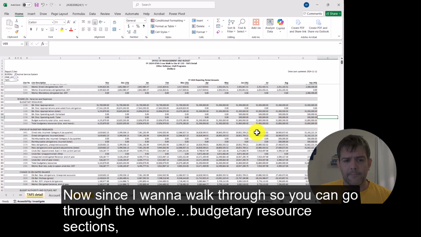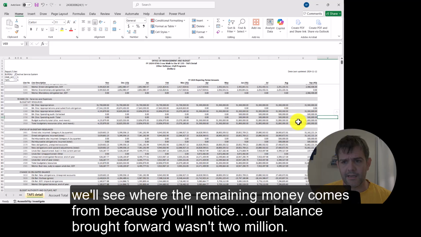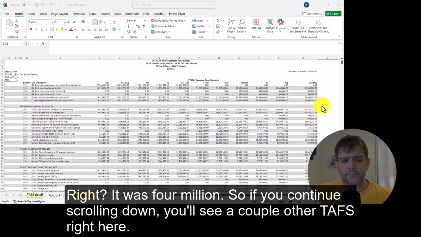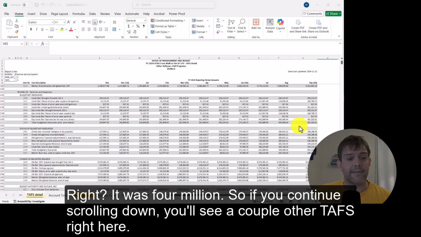So that's giving us our budgetary resources not brought forward from the prior year of $31,800,000. Now, since I want to walk through so you can go through the whole budgetary resource sections, see where the remaining money comes from, because you'll notice our balance brought forward wasn't $2 million, right? It was 4 million.